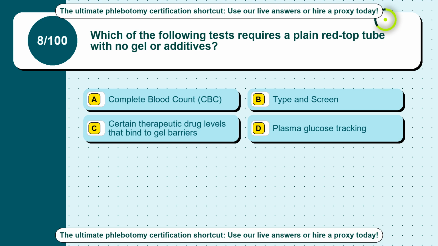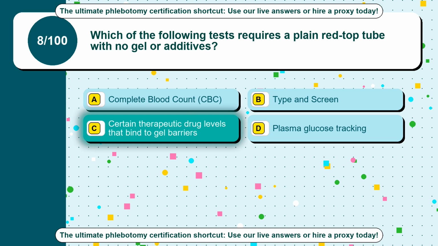Option A. Complete blood count, CBC. Option B. Type and screen. Option C. Certain therapeutic drug levels that bind to gel barriers. Option D. Plasma glucose tracking. The correct answer is option C. Certain therapeutic drug levels that bind to gel barriers.